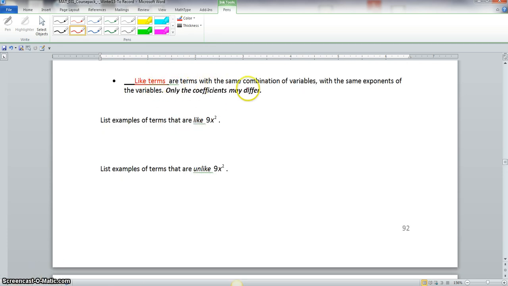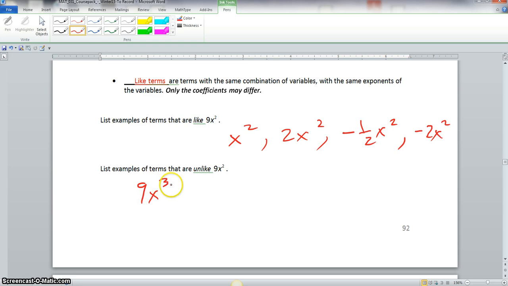Now, like terms are terms with the same combination of variables with the same exponents of the variables. Only the coefficients may differ. List examples of terms that are like 9x squared. We could write x squared. We could write 2x squared. We could write negative 1/2 x squared. We can even write negative 2x squared. These are like terms to the 9x squared. List examples of terms that are unlike 9x squared. We could put 9x to the third. We could put x. We could put 1/2 x to the fourth, and so on.